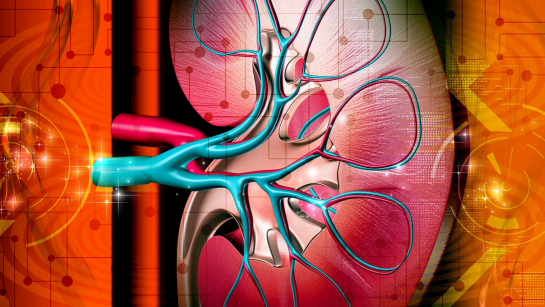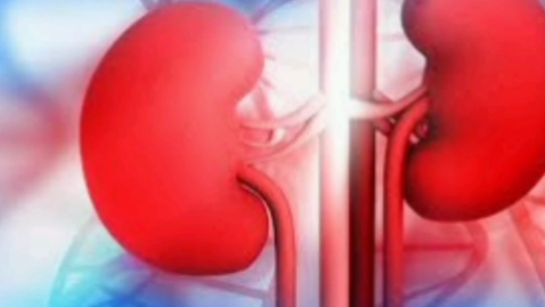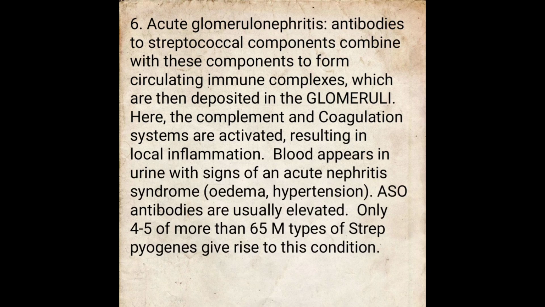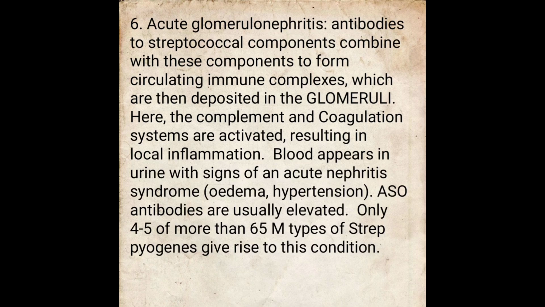Acute glomerulonephritis. Antibodies to streptococcal components combine with these components to form circulating immune complexes, which will cascade the complements. The complement is involved in the hemolysis, so you can then see blood coming out. It's a damage of the nephrons, and edema will come, hypertension. So they could also raise the ASO titer, and these are all limited to some M types of Streptococcus pyogenes.